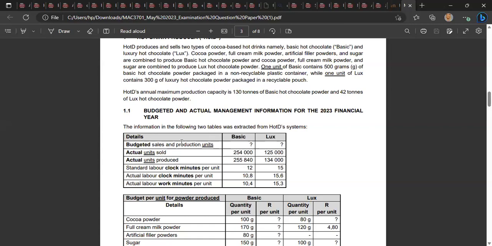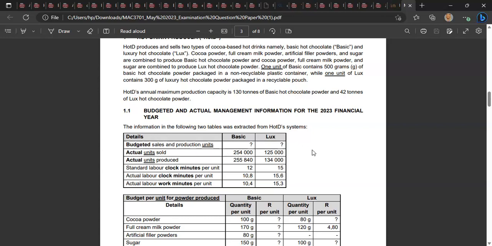All right. So far, we are told that the annual maximum production capacity is 130,000 kgs, which is 130 tons, for hot D. So for hot D, we are doing 130 tons for basic, and then we are doing chocolate powder, 42 tons. So both of these are applicable there.